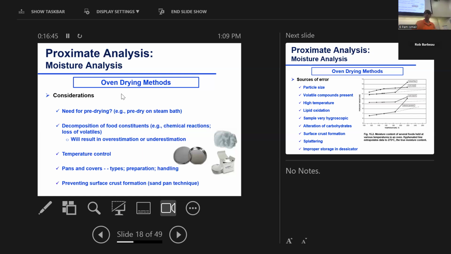What could happen to carbohydrate as well at high temperatures? Burn. Yeah, when you burn, you're burning off some organic matter. So that will cause over or under? Overestimation.